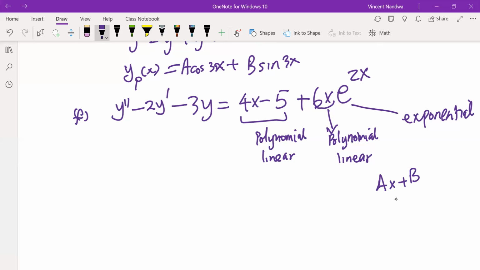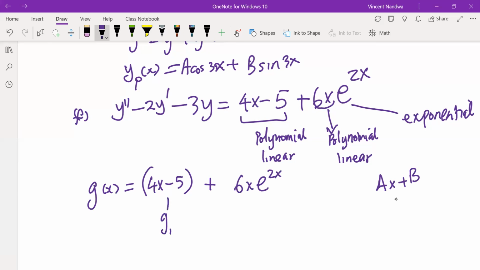So therefore, for this first part, g of x, actually we can write it as 4x minus 5 plus 6x e raised to power 2x. So let's call this one g1 of x, and this one g2 of x. So it's like we have a polynomial plus an exponential.